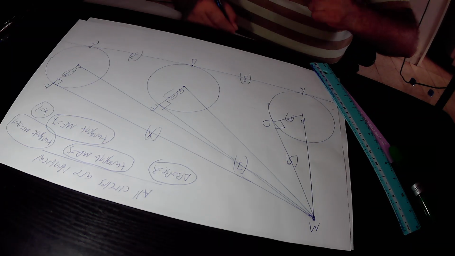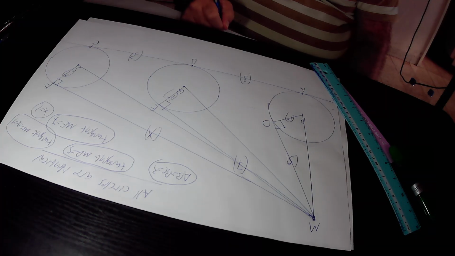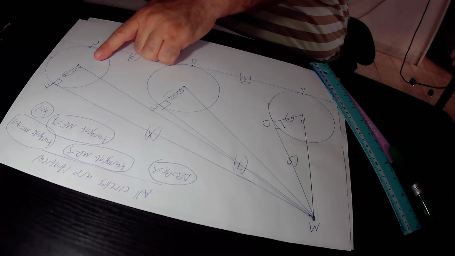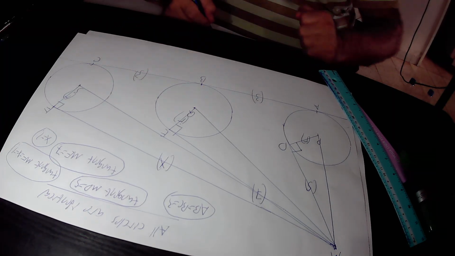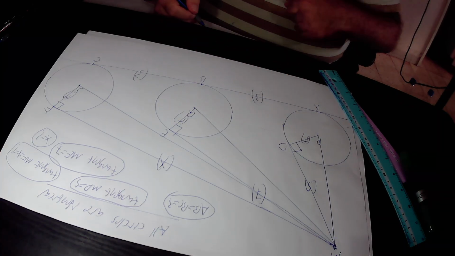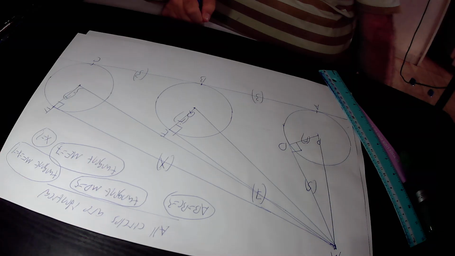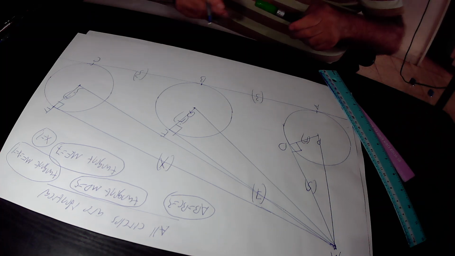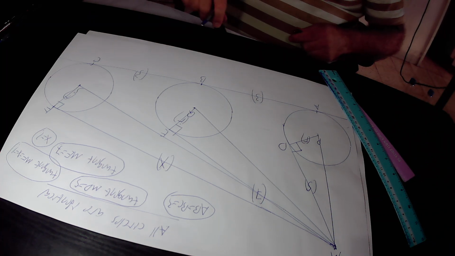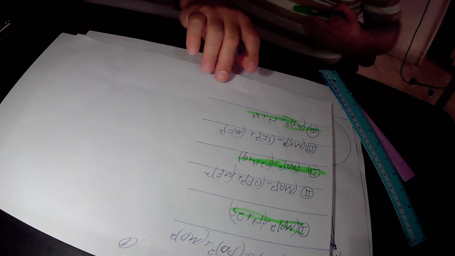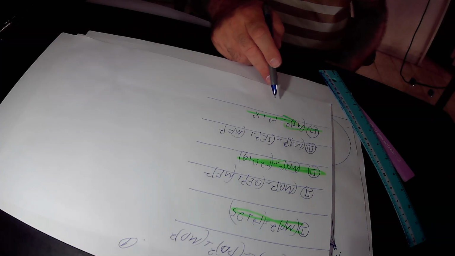MS is the missing side, so we leave it as it is. So it is MS squared equals SF squared. SF is R, therefore SF squared is R squared, plus MF squared. MF is X, therefore MF squared is X squared. MF is the tangent that we are looking for in this question. So in total, according to equation 3, we find that MS squared equals R squared plus X squared.